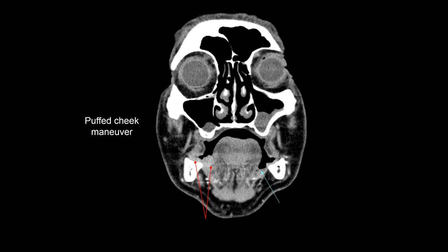And here it is on a coronal CT scan. You can see the blue arrow highlighting the mucosa of the floor of mouth on the left, and on the right we actually see a carcinoma involving the right floor of mouth mucosa.